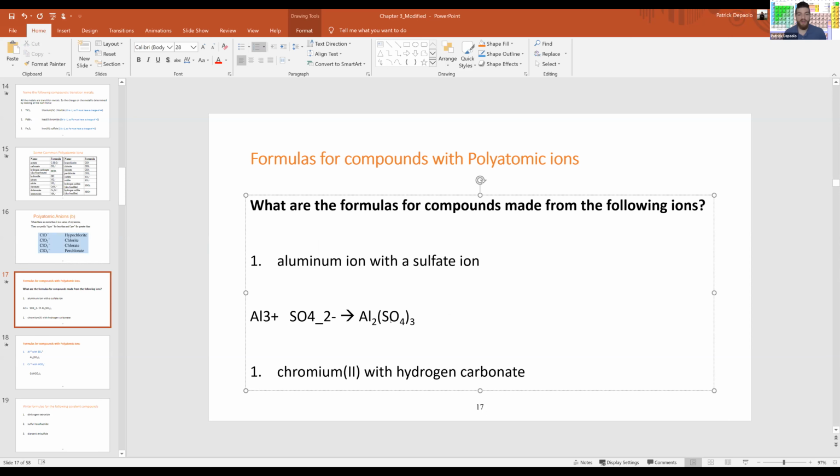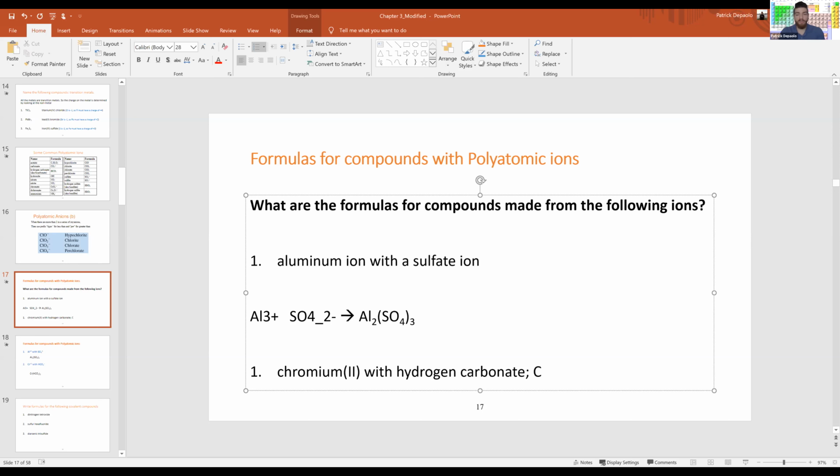And you can see how, with SO4, whenever you have multiple of a polyatomic ion, you need parentheses, because if you don't have parentheses, it would look like SO43. That's really the only reason why. Okay, next one.